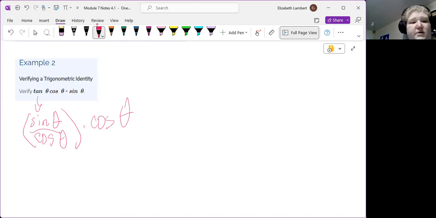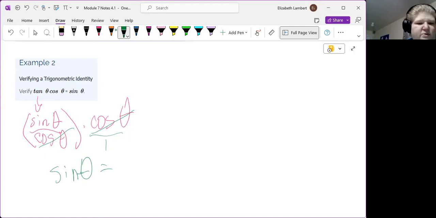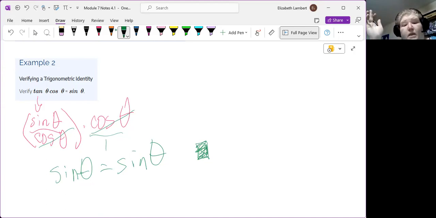And now I have sine over cosine times cosine. Technically, it's times cosine over 1. But a cosine on the top, a cosine on the bottom, they cancel out. And we are left with sine theta, which equals what we wanted to prove, sine theta. Done, however you want to mark that. I know some people do a little square and kind of fill it in. Or QED, thus it is shown. All right, just like that.